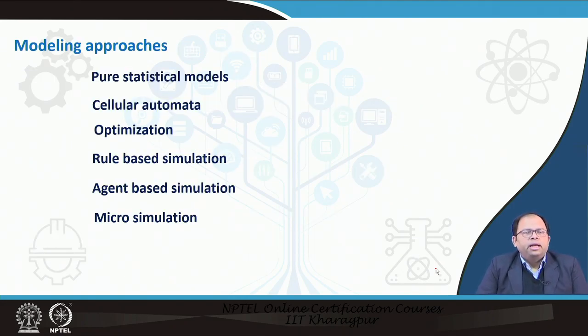So, the different modeling approaches that we will discuss in this lecture are pure statistical models, cellular automata models, optimization models, rule-based simulation models, agent-based simulation models, and microsimulation models. These are the different approaches to modeling of urban land use and transportation.